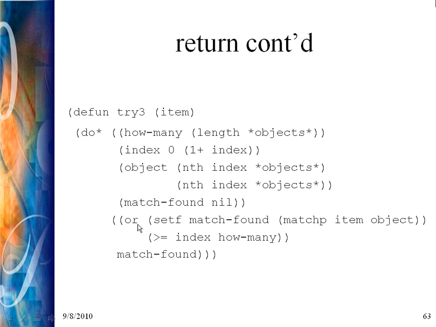Here's the end test. Or match found, match p item object, in which case match found is set to whatever non-nil value that is. If this is a nil value, it doesn't change the value, it's already nil. And it also will stop iterating. So it stops whenever a match is found or index is longer than the list of objects. And it returns match found. There's no body here. This is the test, the exit test. This is the return value. Notice there's no body. We don't need a body.